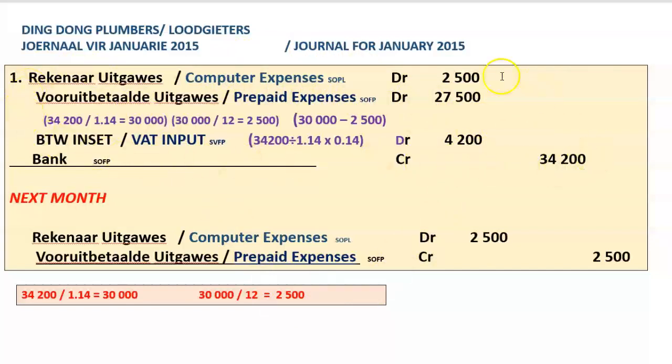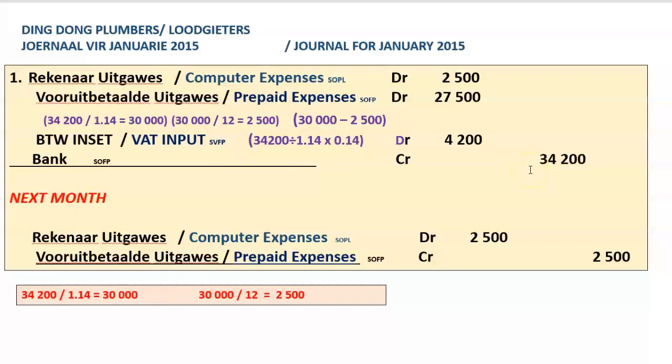Now what I've done in the first journal is I've just combined the two journals with each other. So I took the computer expenses, 1 month worth of expenses, 2,500. I took the prepaid expenses, 11 months multiplied by 2,500, which equals 27,500. I will claim the VAT, which is the difference between 34,200 and 30,000, debit 4,200, and I will credit bank with the amount paid of 34,200.